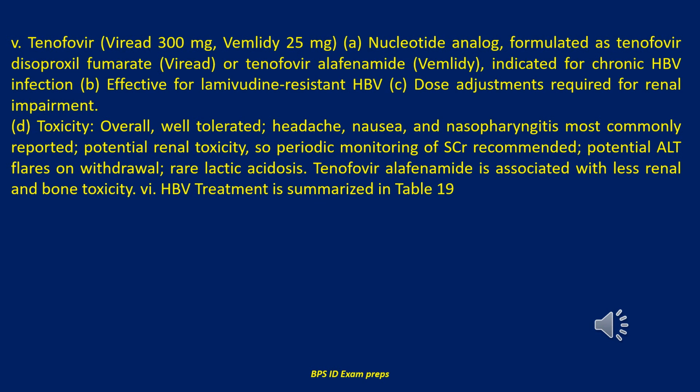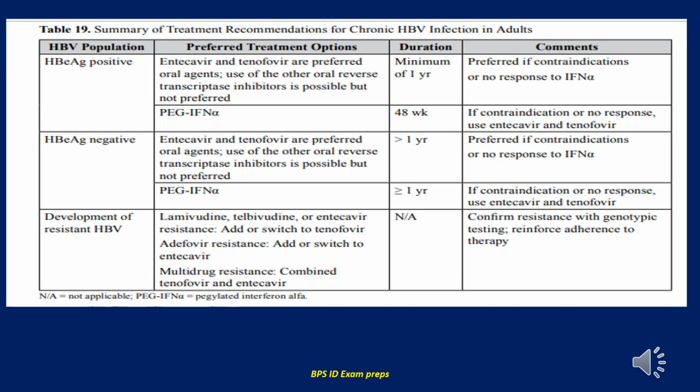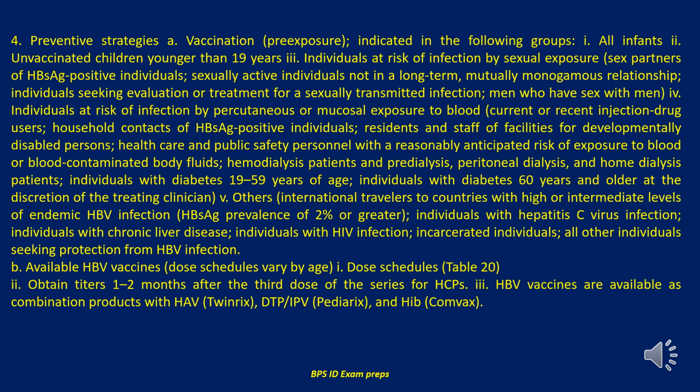6. HBV treatment is summarized in Table 19. Pause the video and carefully scrutinize Table 19 summarizing the treatment recommendations for chronic HBV infection in adults. 4. We will now shift gears to preventive strategies.